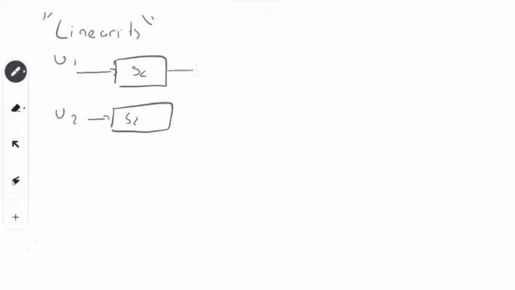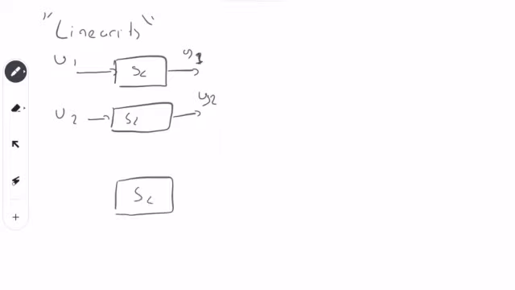This is system S_c. This is U1, this is U2, and this is Y1, and this is Y2. Good. So same system, input 1, output 1, input 2, output 2. We perform a different experiment.